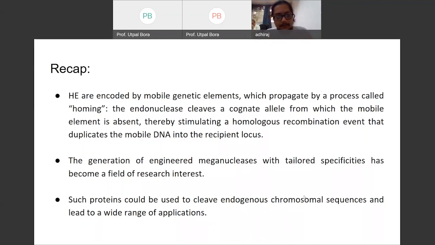Such proteins could be used to cleave endogenous chromosomal sequence and lead to a wide range of applications.